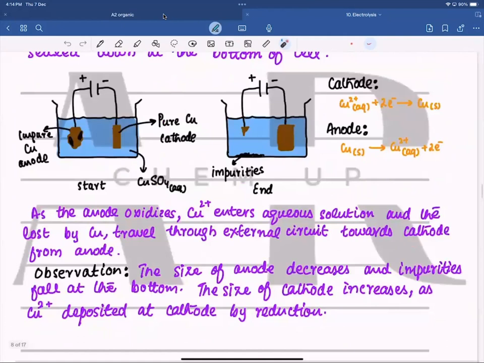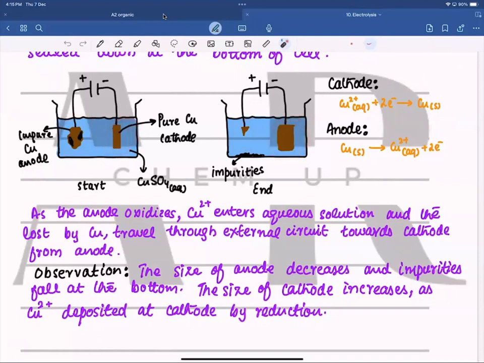Now, the observations are important. The examiner asks the equations at cathode and anode. You have to know how to make the equation. Remember, at the cathode, there is always gain of electrons, so it is reduction, and at the anode, there is always oxidation. Then the observation, as you can see in the diagram: the anode is the impure copper, its size decreases, and the cathode, its size increases.